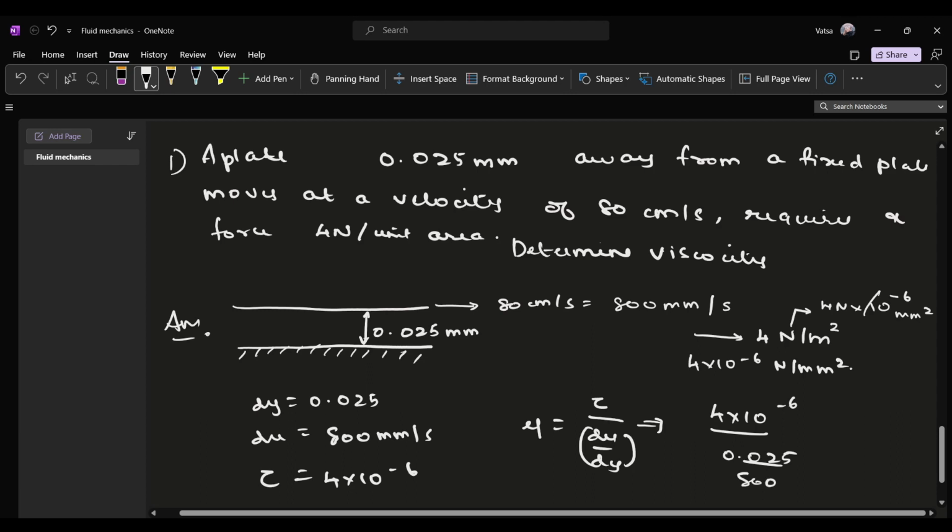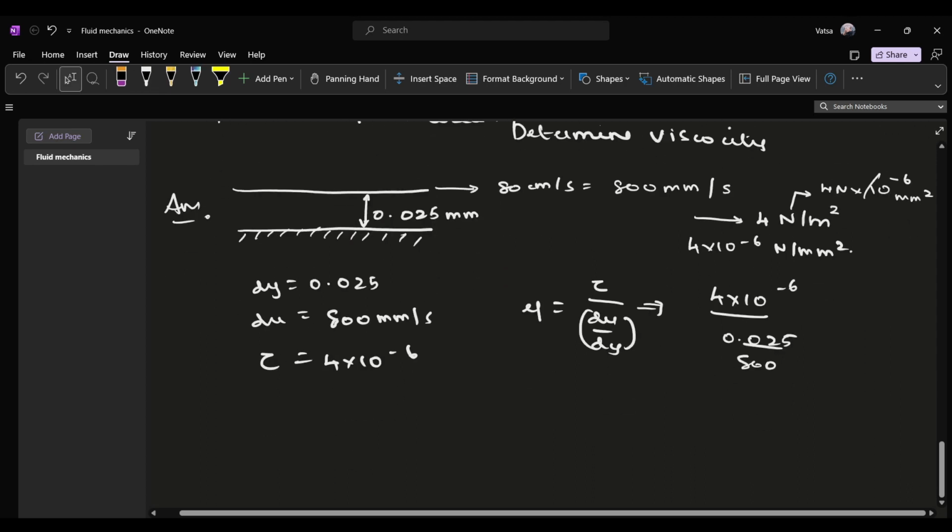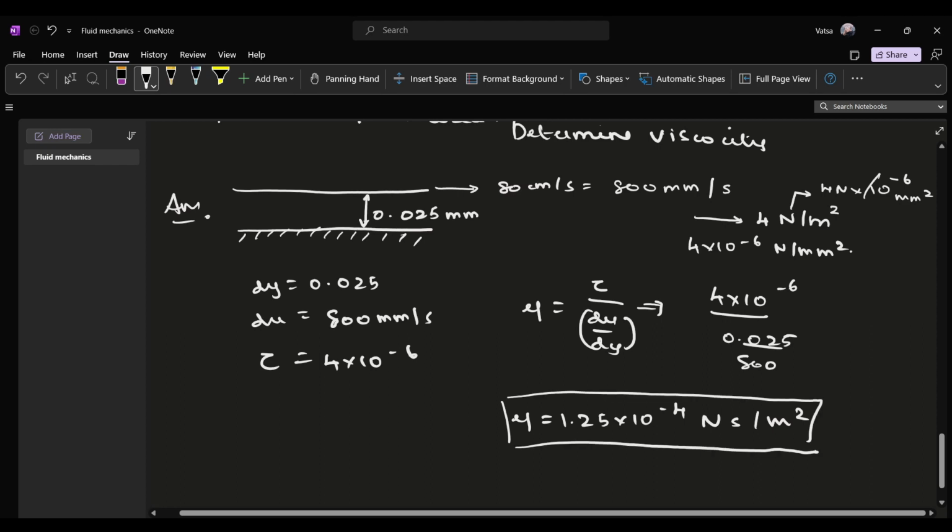So that will give our viscosity mu as 1.25 into 10 to the power minus 4 Newton second per meter square, right? So that's it.